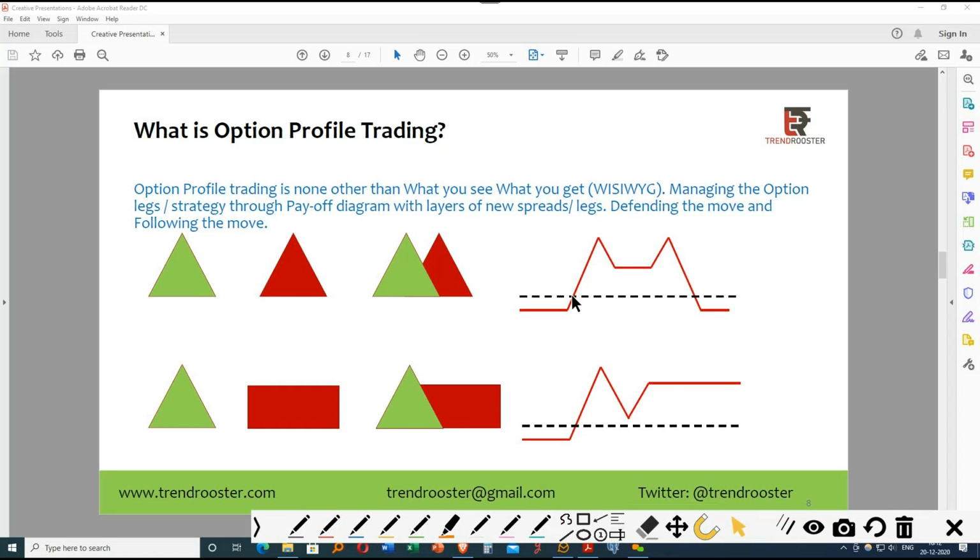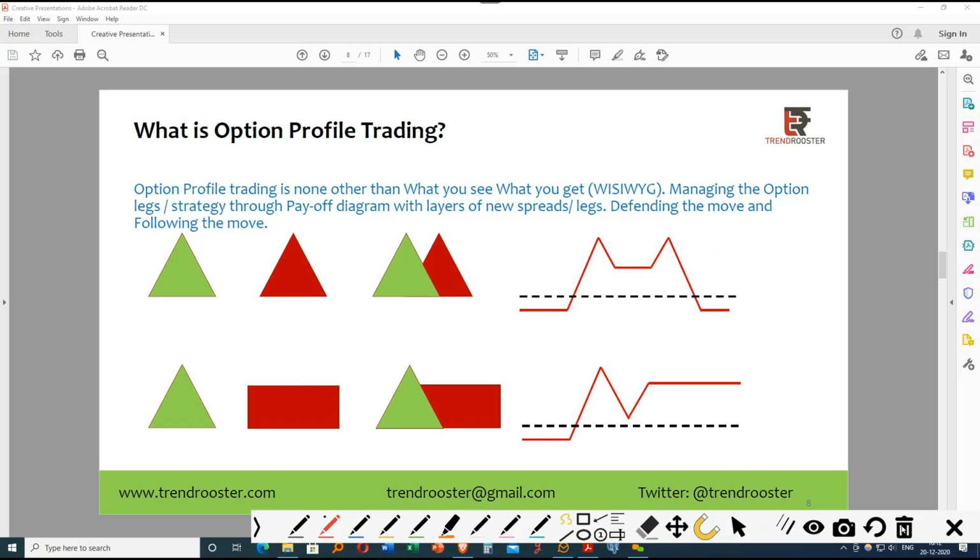So in our concept, everything is based on option profile trading. We only worry about the drawings. We don't worry about the delta, gamma, theta, vega. So all the nonsense, we worry only about the payoff diagram. If the market is here, I will be thinking to add some kind of profile here. That's all. So that is how we do the adjustment. That is how we trade.